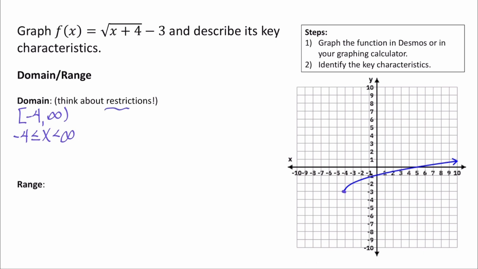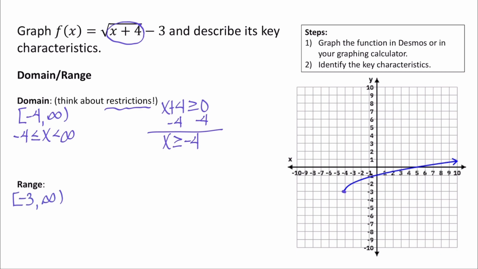What it means to think about the restrictions is, remember, we cannot have a negative value under the square root. So we would say that x + 4 is greater than or equal to 0. We can now solve this inequality by subtracting 4 from both sides. That tells us that x needs to be greater than or equal to negative 4, which is the same thing that I've written right here. So the range now, we can see that we have all values starting at negative 3 and then going up to positive infinity, which we can write as negative 3 less than or equal to y less than infinity.